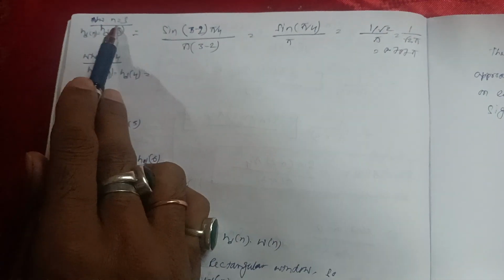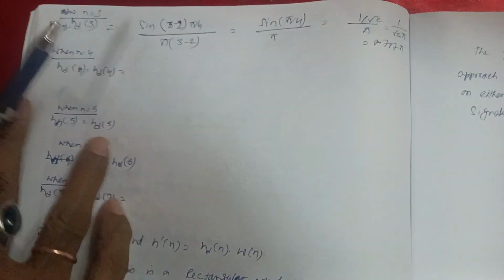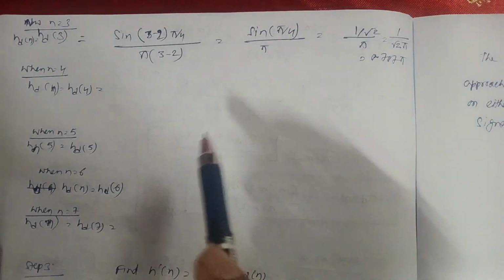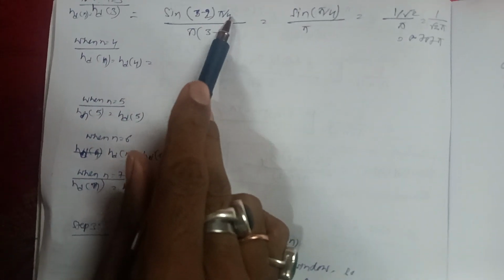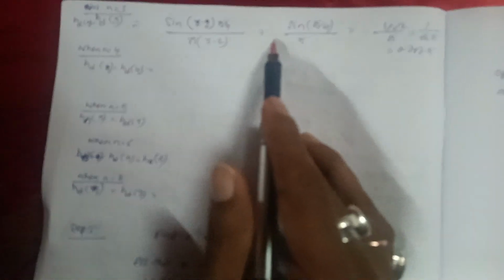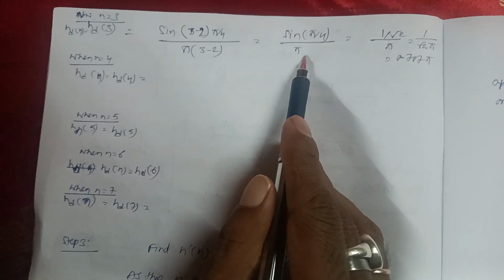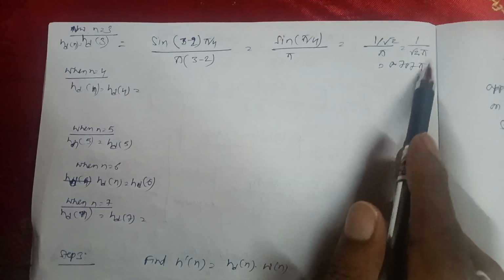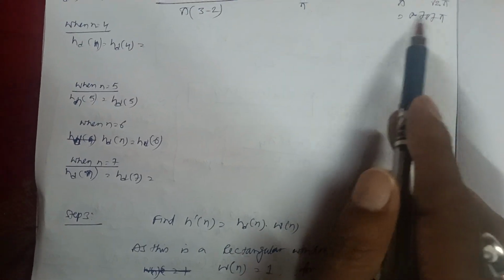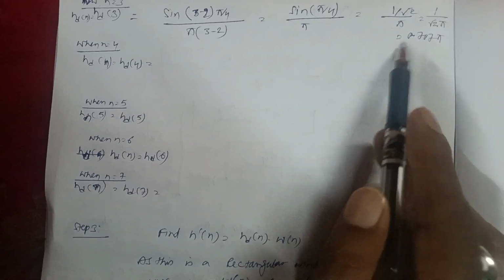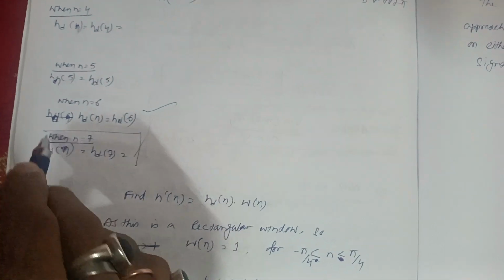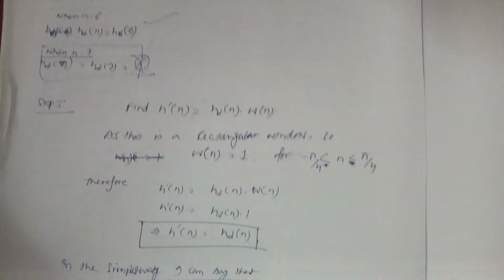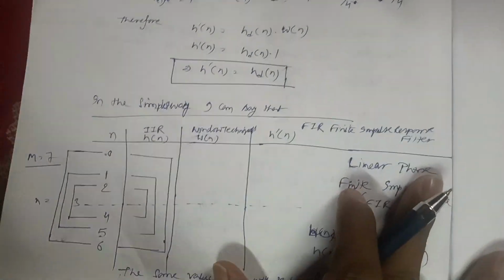If I put n equals 3, hd of 3 equals sine of (3 minus 2) into pi by 4, over pi into (3 minus 2). That means sine pi by 4 over pi, so 1 by root 2 pi, which equals 0.707 by pi. We are not going to bother with the values for 4, 5 and 6, which we are not going to discuss. This is not needed.